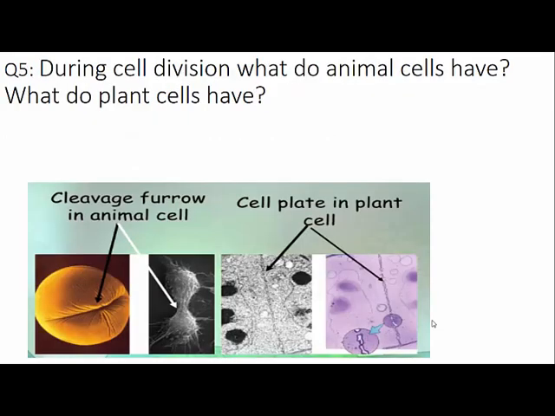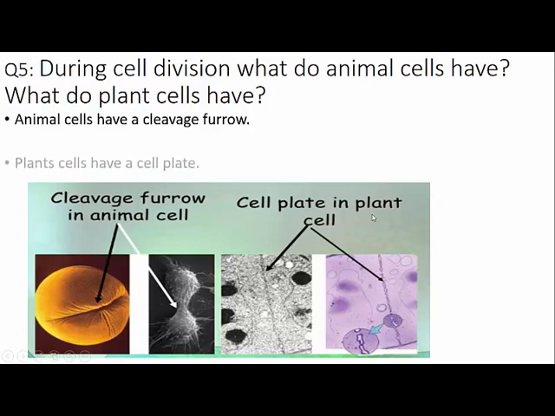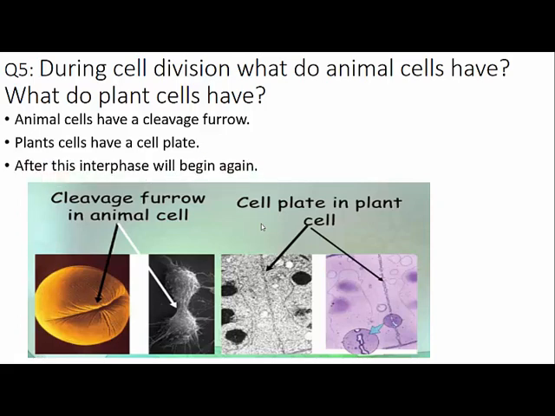Okay, number five, during cell division, what do animal cells have? What do plant cells have? Okay, so animal cells have what's called a cleavage furrow, and that is right here. You can see it's pinching inward, and that's because the cell membrane is very flexible. If you look at a plant cell, the cell walls are not very flexible at all, and we call this a cell plate. So plant cells have a cell plate, and animal cells have a cleavage furrow. Right after this happens, whether it's a cell plate forming or the cleavage furrow happening, once the cell actually splits, what will happen is interphase will begin once again.